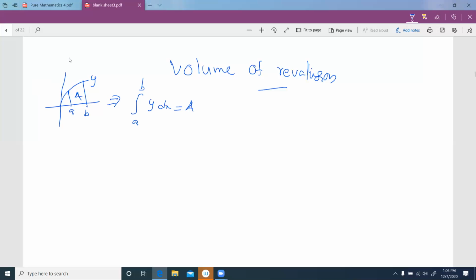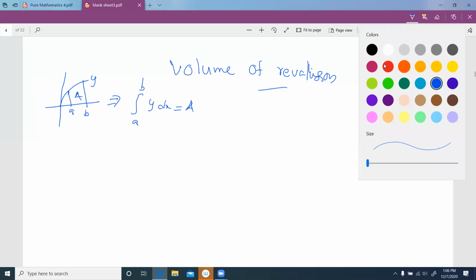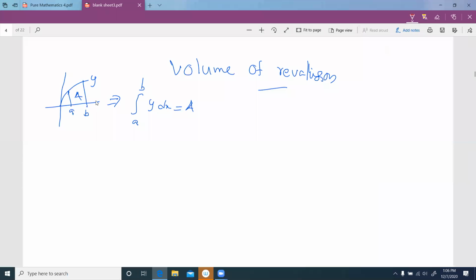Then what I'm supposed to do is rotate this curve around this axis through an entire 360 degrees. Just this part of the graph, without the other part. Only this part of the graph I'm rotating, somewhere like this.